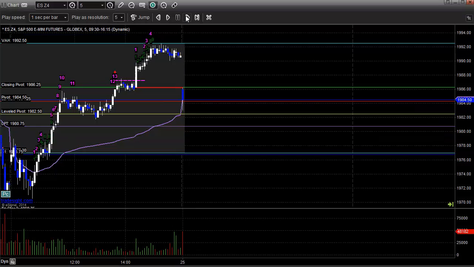So the value area is not really a factor, but the gap fill could be. Okay, that's just the thing to keep in mind. And what does this play out as? And then let's take a look at what we did for the session.